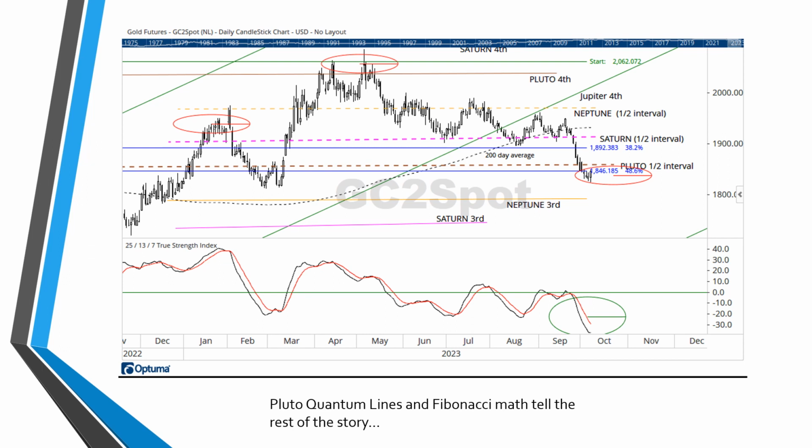Now, I also look at what I call half intervals of these quantum lines. So somewhere down in the 1600 per ounce level is the Pluto third quantum line. But I can calculate the half interval, the halfway mark between the third and the fourth Pluto lines. And lo and behold, it is right where we're at now. So gold seems to be finding support at that Pluto half interval line.